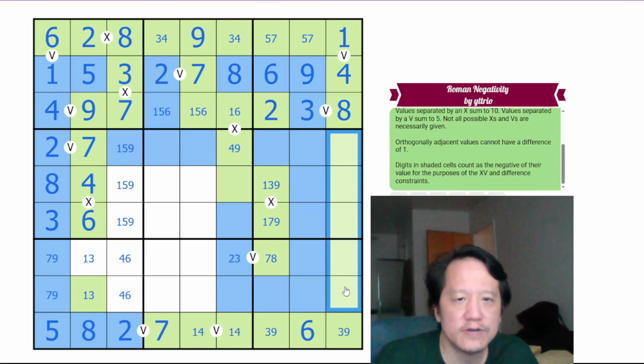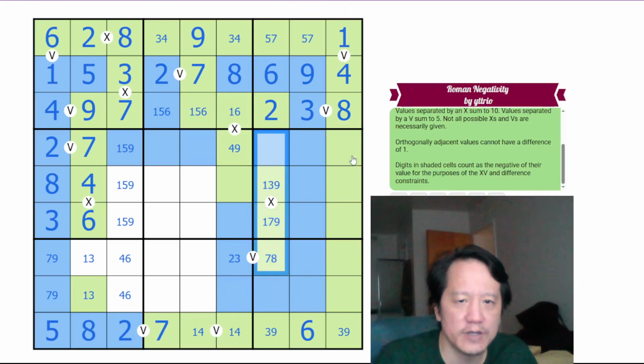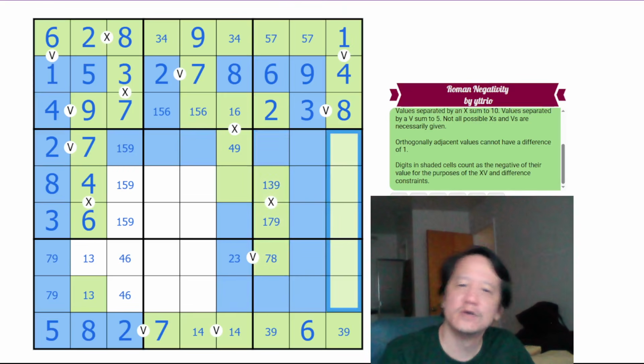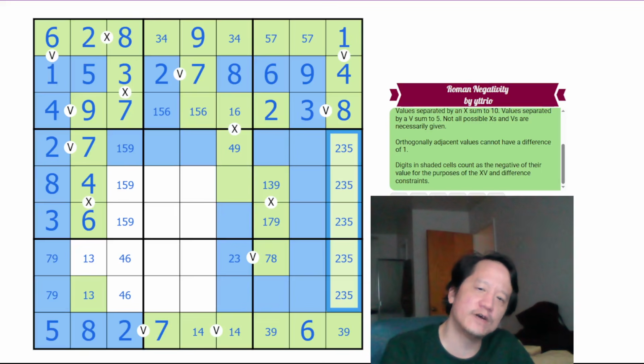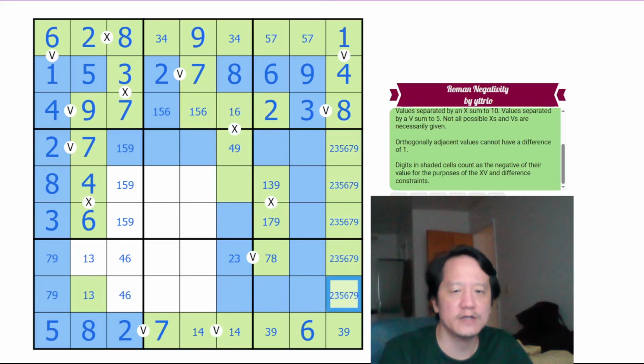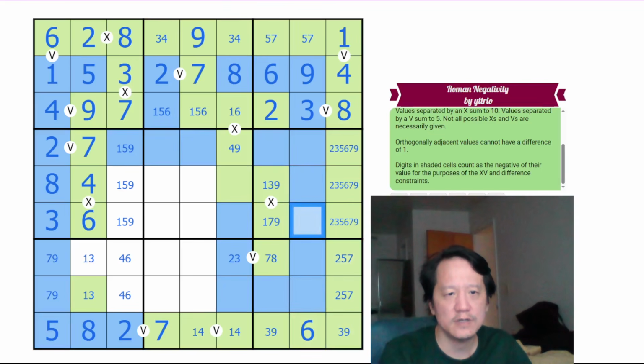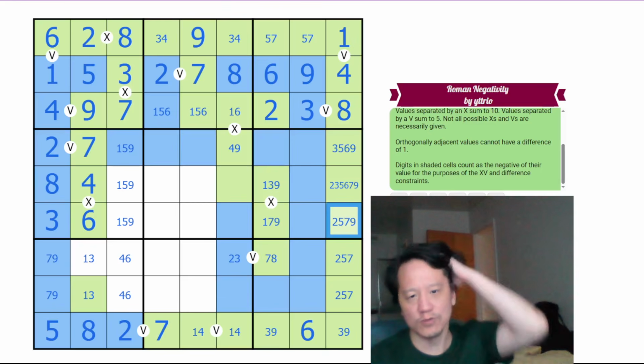Remaining digits of column... Let's do column 9 first. We have 2, 3, 5, 6, 7, and 9. 6 cannot be either of these digits because of 6 in the box. 3 and 9 cannot be here because of 3 and 9 pair in the box. No 3 or 6 there. No 2 or 7 there because of digits in the row.